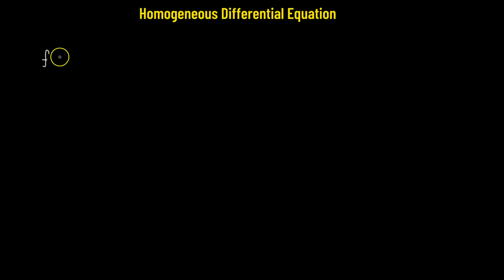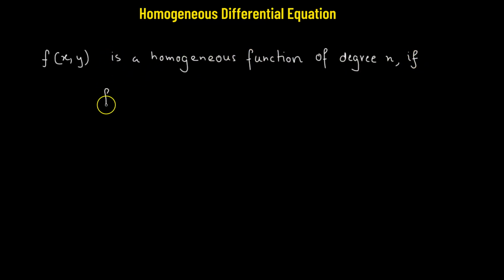Suppose we have a function of two variables x and y. This function is said to be a homogeneous function of degree n if we have the function of lambda times x and lambda times y equal to lambda raised to the power of n times f of x comma y. Then in that case our function f of x y will become a homogeneous function.